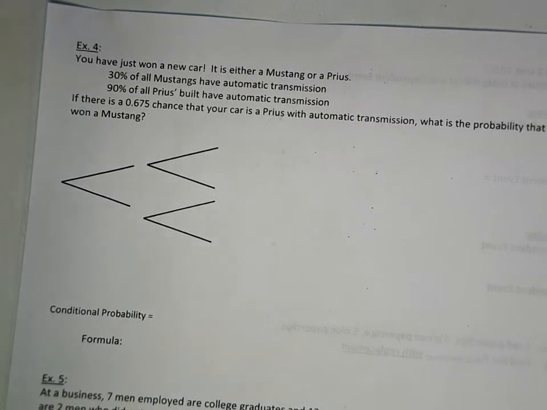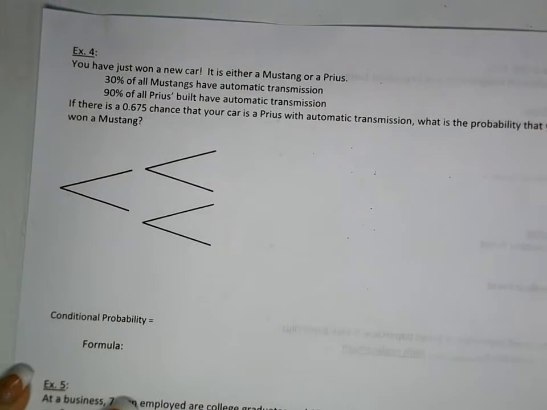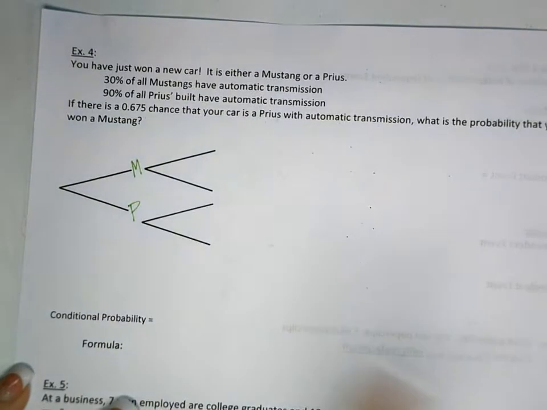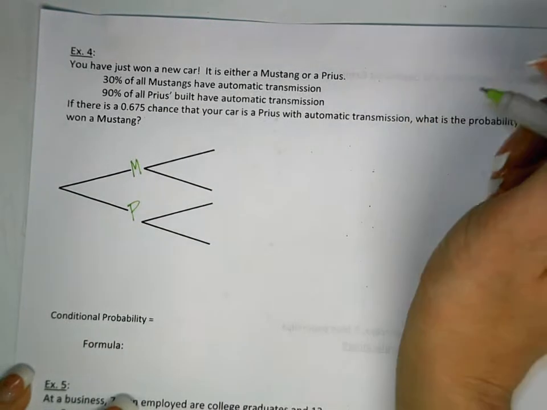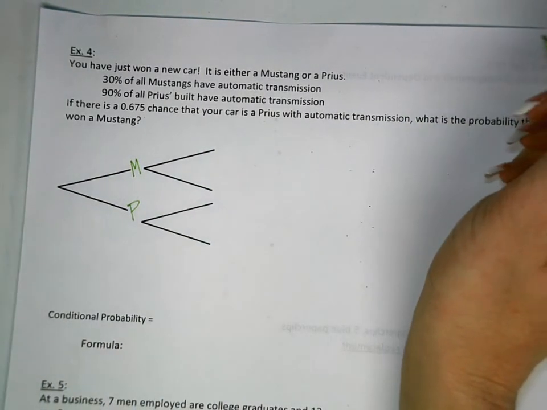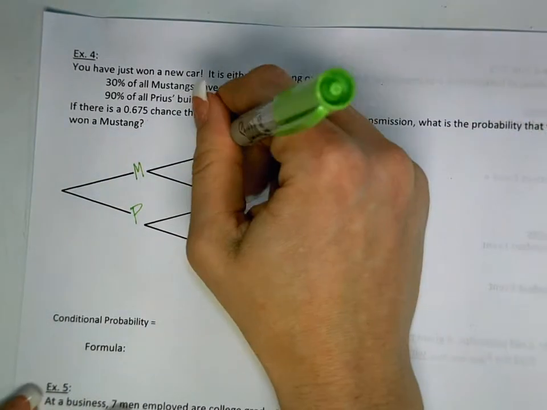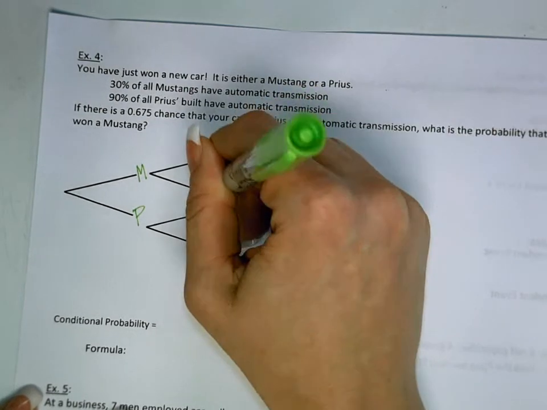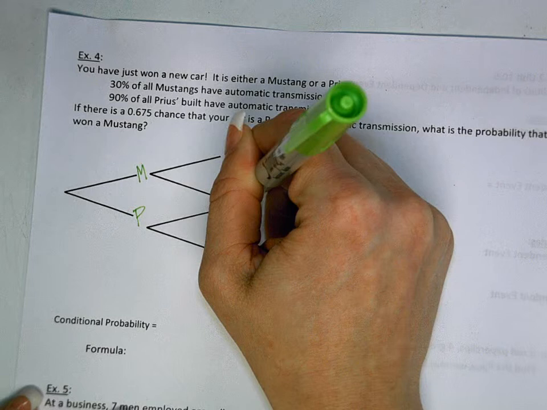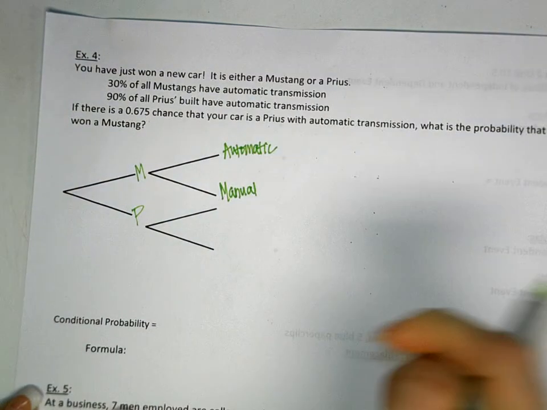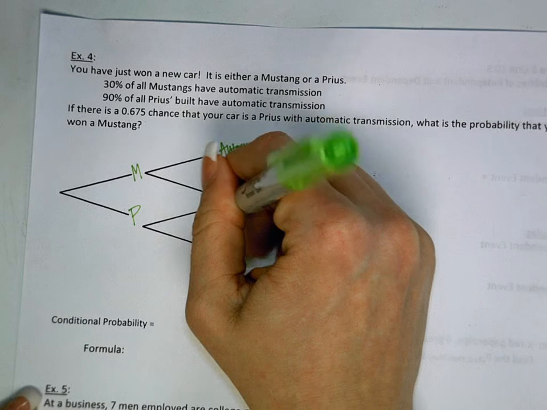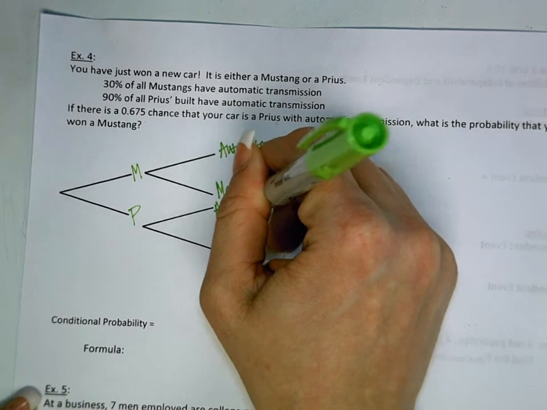Okay, so we want to fill in our chart. So you're on the game show. You either won what? A Mustang or a Prius. From here, what is your next choice? Automatic or manual transmission. So automatic, I'll even write out the word for you, or manual. What's my choice for Prius? Same thing, automatic or manual.